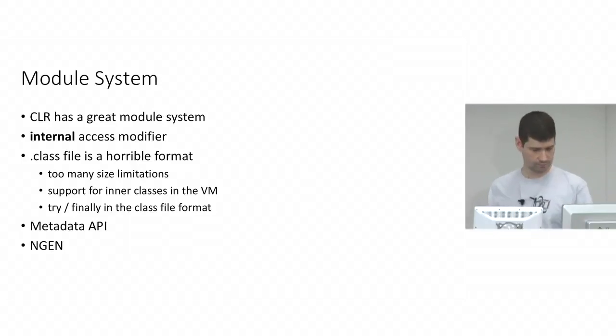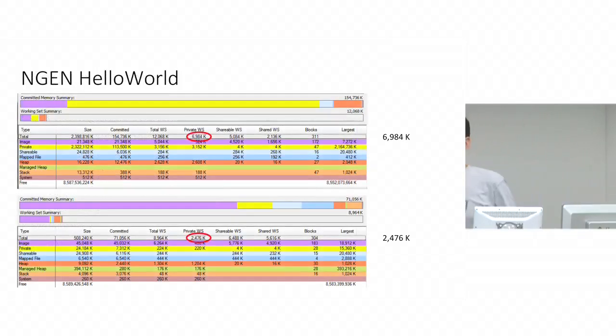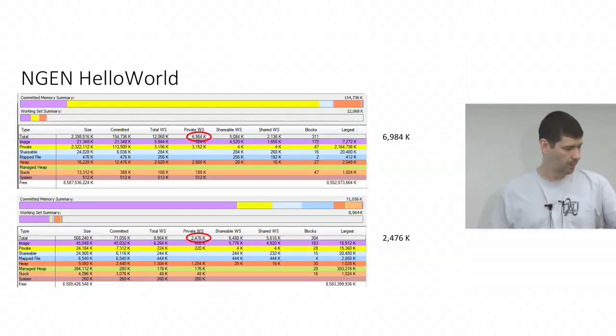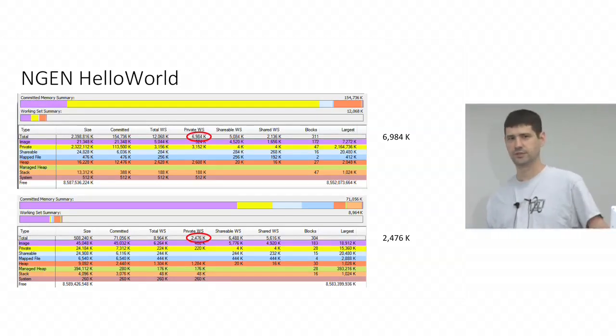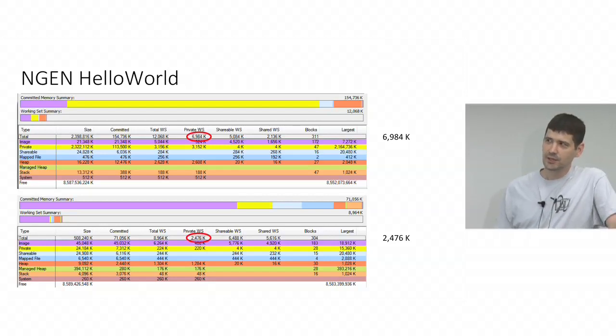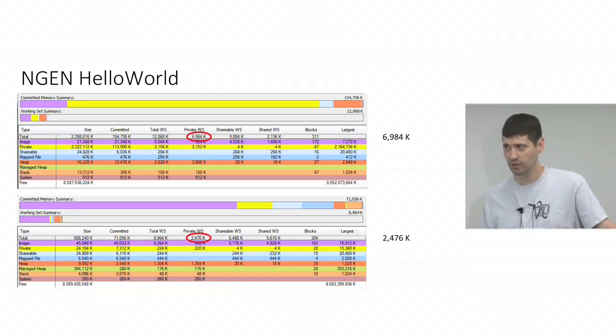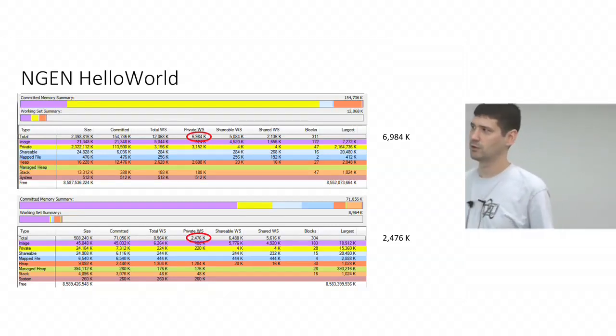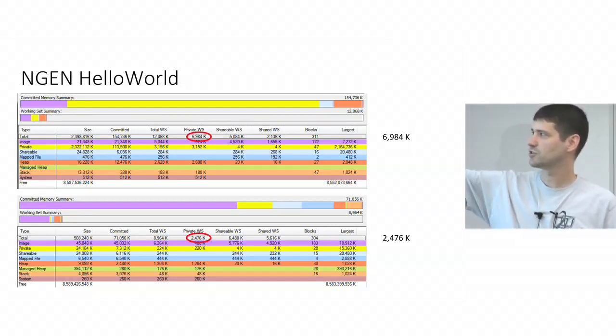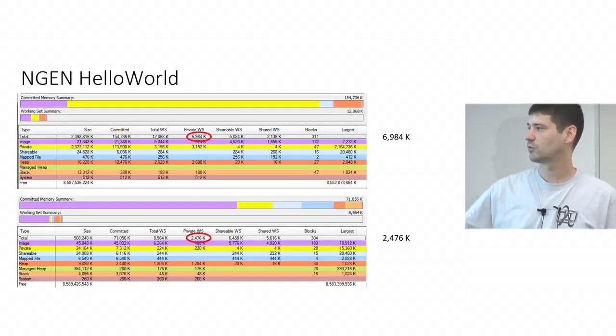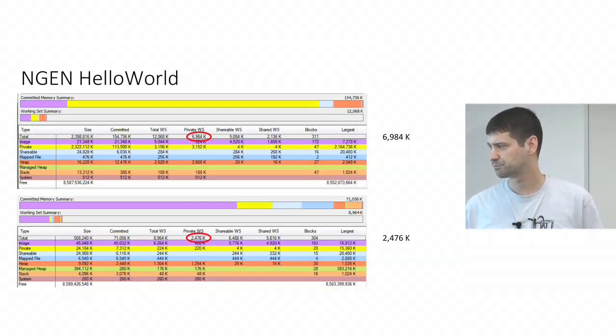And so NGen is native image generation, which is part of the magic. That's not really magic. It's quite trivial. Well, not trivial. It is the ahead-of-time compiler that Microsoft uses to compile managed modules into native code. And the primary reason for this, as I mentioned, is working set. If you look at Hello World, now Hello World is not very exciting, but this is a Java Hello World, System.out.println Hello World. This is a C# Hello World, Console.WriteLine Hello World.